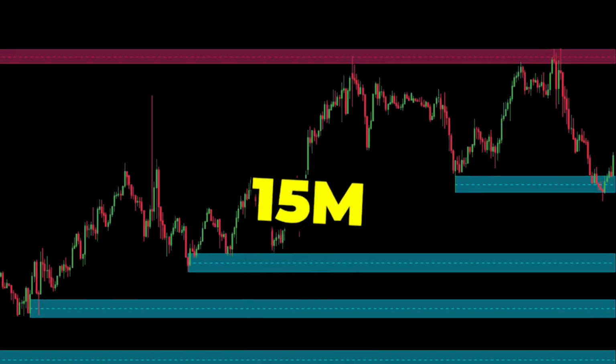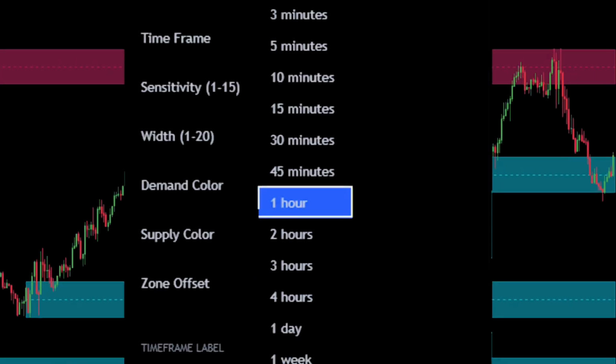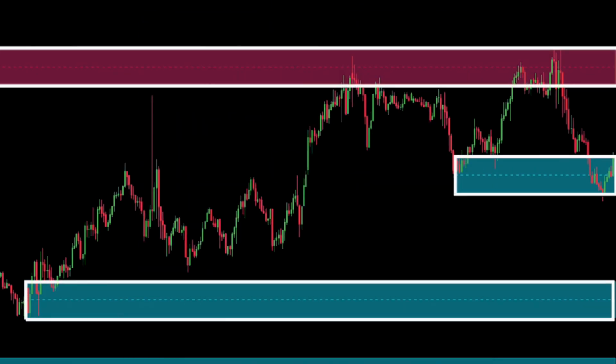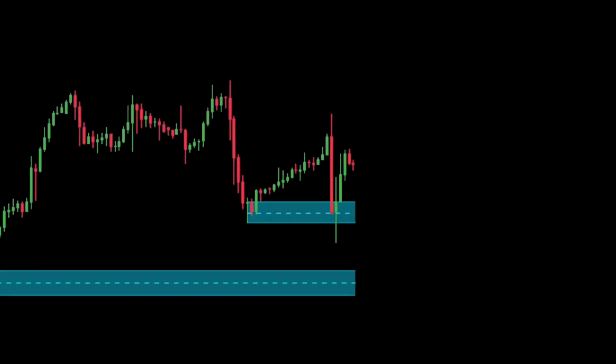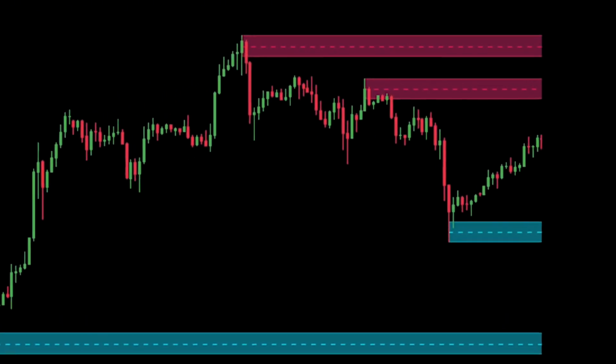If you're planning to buy on the 15-minute chart, but there's a strong supply zone sitting on the 1 hour, chances are that price won't have enough momentum to break through it. Instead, it'll respect that higher time frame zone and reverse. And that's exactly why many traders get caught taking losses. They only look at the small picture and miss the bigger zones.